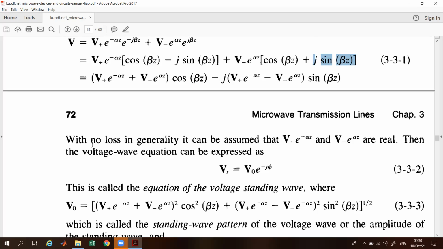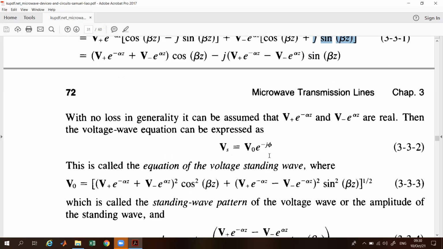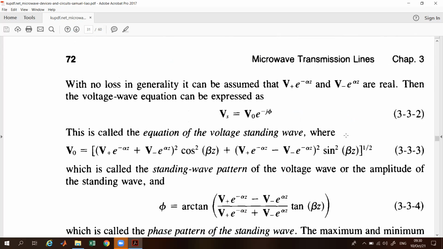Now if we consider that V plus e^(-αz) and V minus e^(αz) are real, then the voltage equation can be expressed as Vs equals V0 e^(-jφ). That means this part is real, and then this is also real if we consider both of these to be real. And the complex part then becomes the right hand side of the equation only. So this is called the equation of the voltage standing wave.